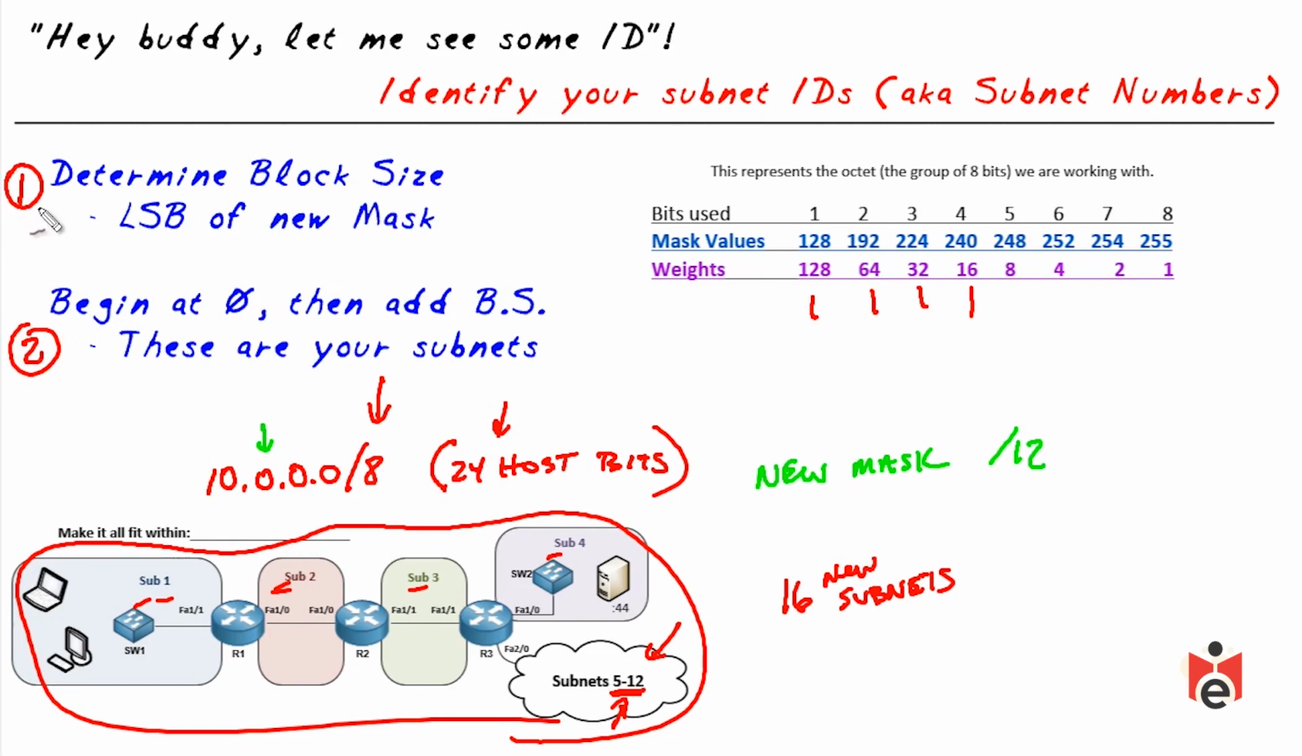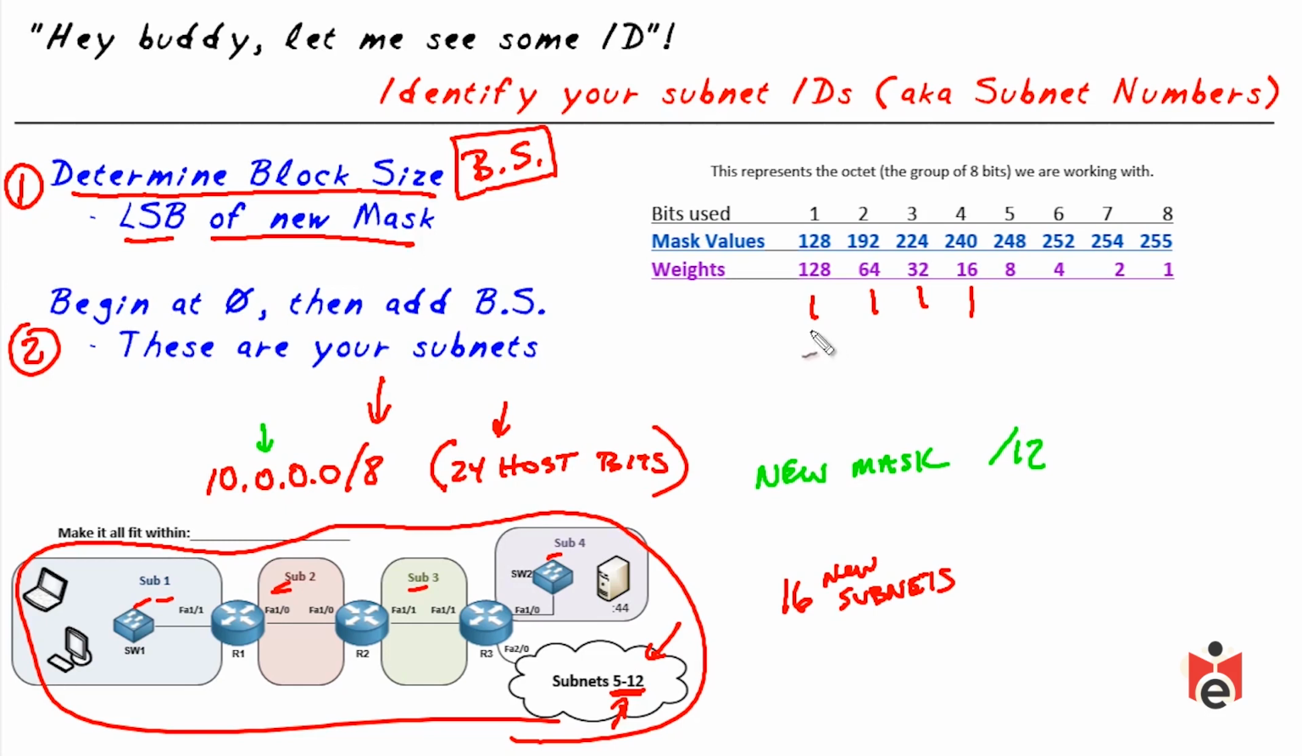And let's start with number 1. We are going to, first of all, determine the block size. Now, the block size, and I affectionately refer to it as BS sometimes, just because the shock factor sometimes reminds people to go ahead and look for it. The block size is nothing more than the least significant bit of the new mask. Whoa, Keith, stop the truck. What do you mean the least significant bit of the new mask?